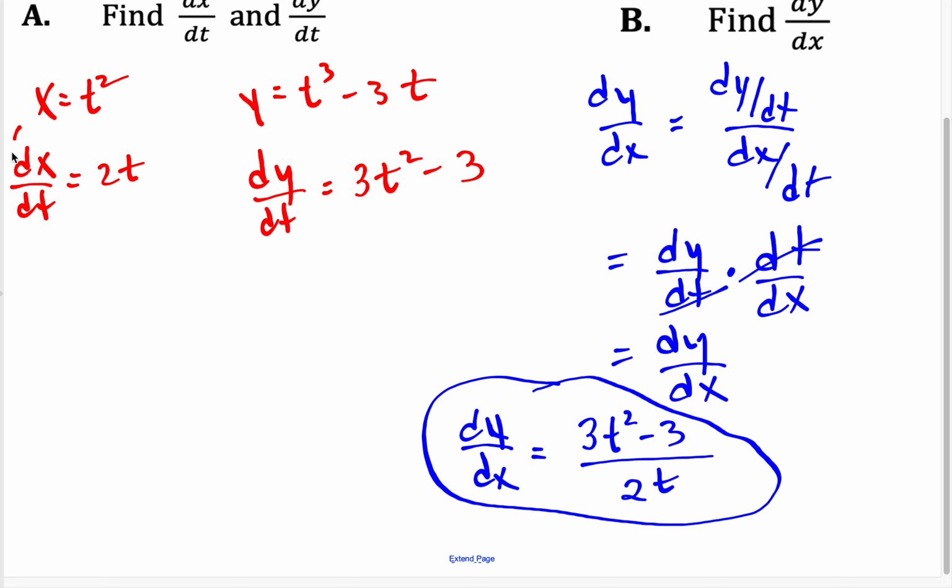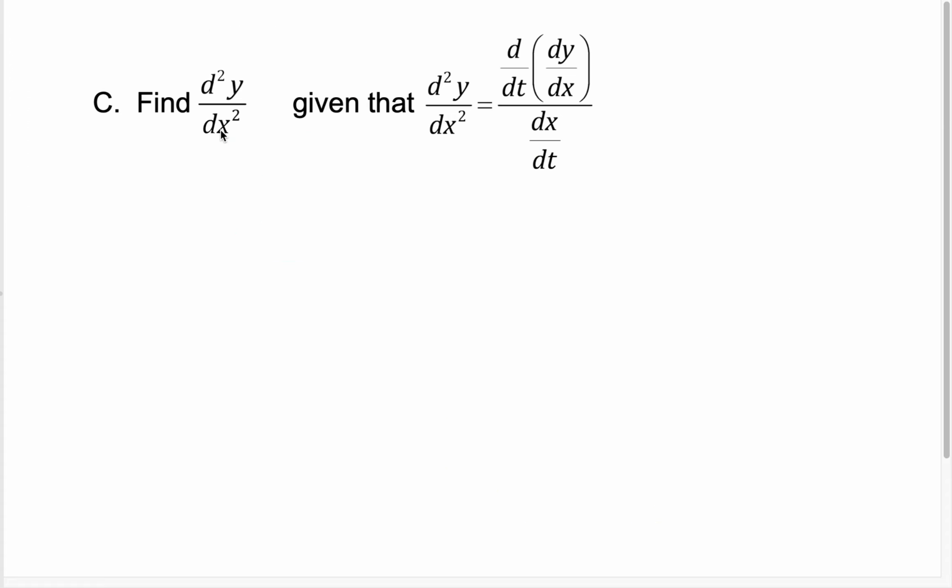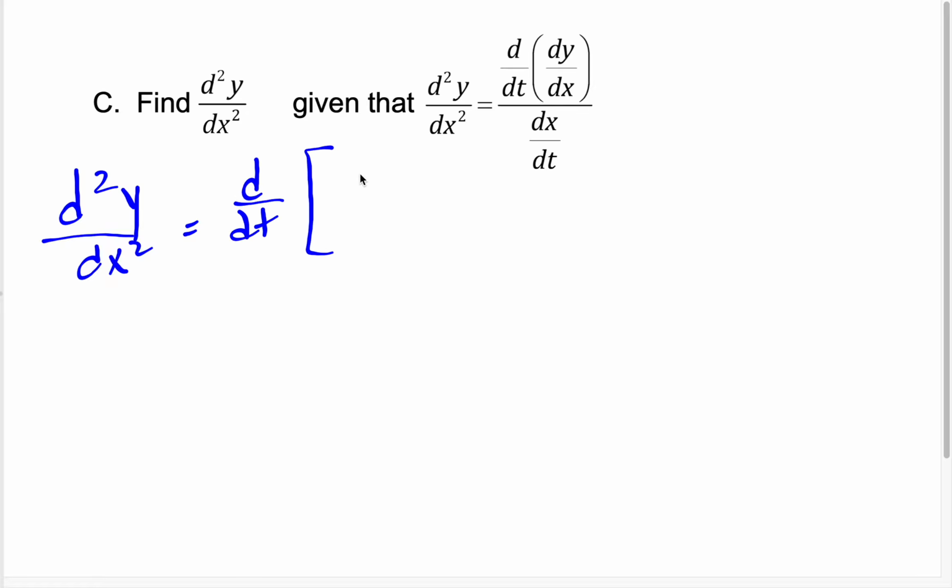Okay, so we found that information over there. Moving on. Part C. Let's find a second derivative. Let's write this out. We know that that is d over dt. Let's write this up here so we refresh our memory. Remember, dy/dx is going to be 3t squared minus 3 over 2t.